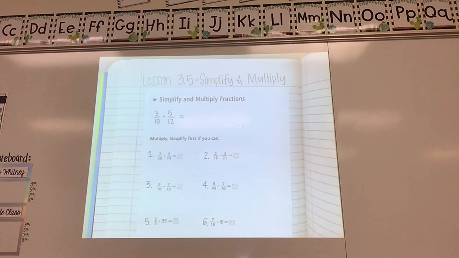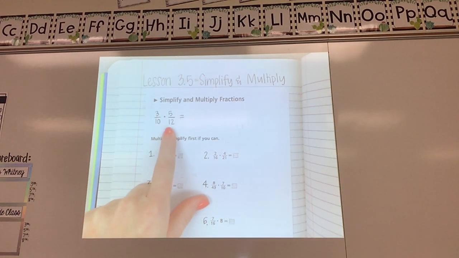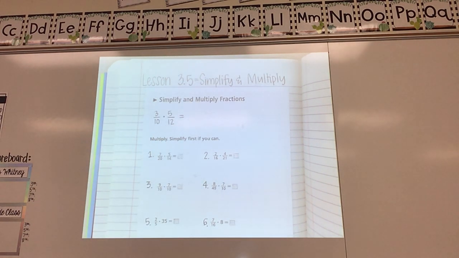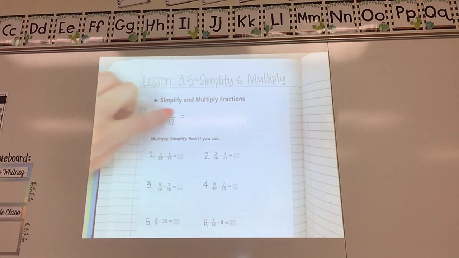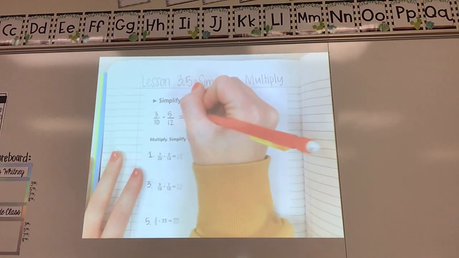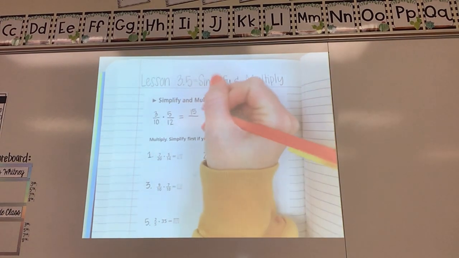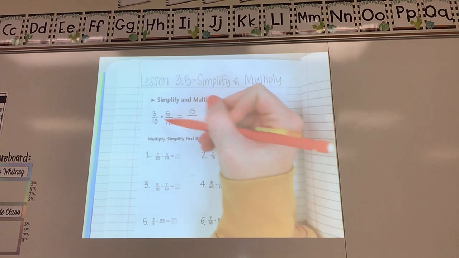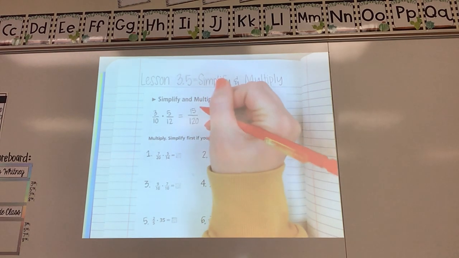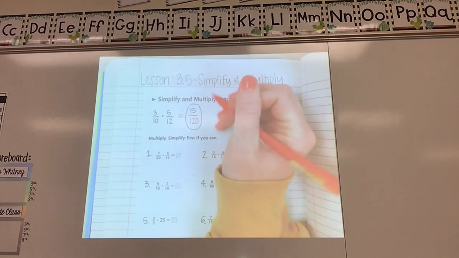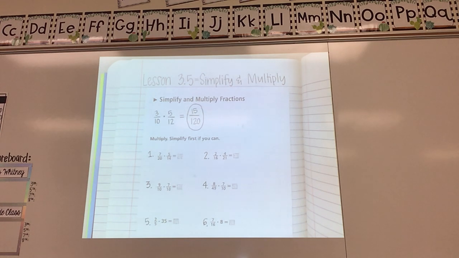So really quick, before we jump into lesson 3.5, let's just practice multiplying fractions again because it has been a little while. Remember, when I have a fraction times a fraction, I just multiply across the top and across the bottom. So across the top, it's 3 times 5. What would that give me? 15. And across the bottom, I have 10 times 12, which would give me 120. So before Thanksgiving break, that is what we were doing. We were just multiplying the fraction.